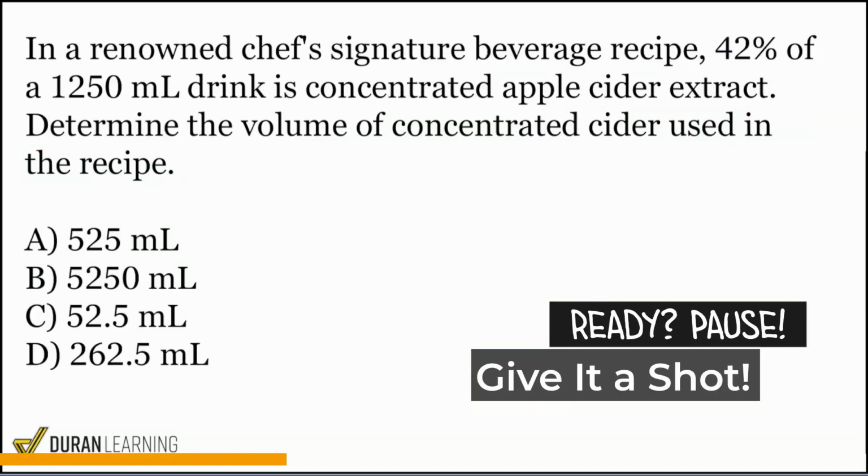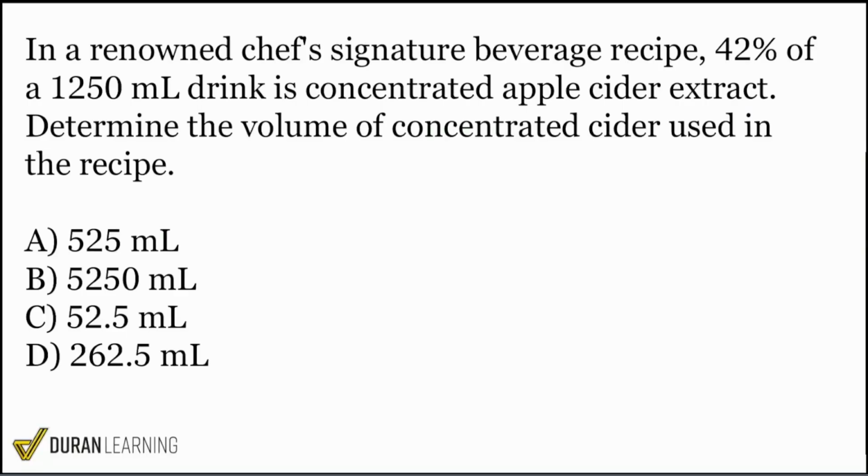Now let's end the party off the right way here. We have this last problem, and it says in the question, determine the volume of concentrated cider used in the recipe. Just like we saw in yesterday's class with a very similar question, the word volume doesn't mean we're doing length times width times height, or does it mean that we're talking about an amount?